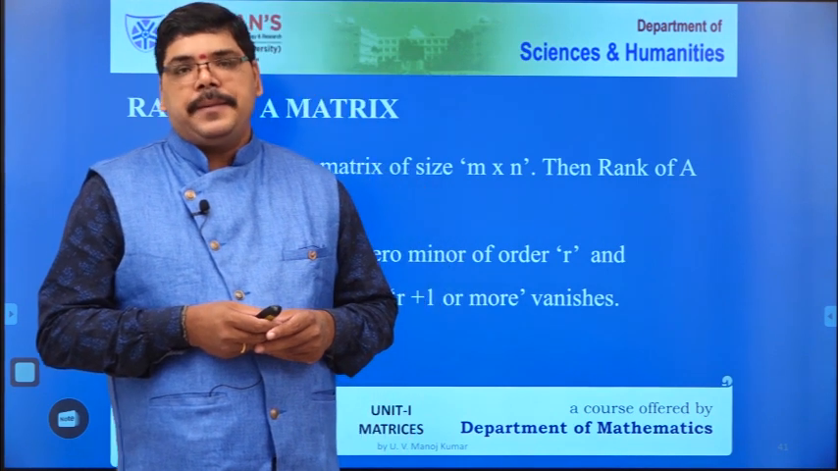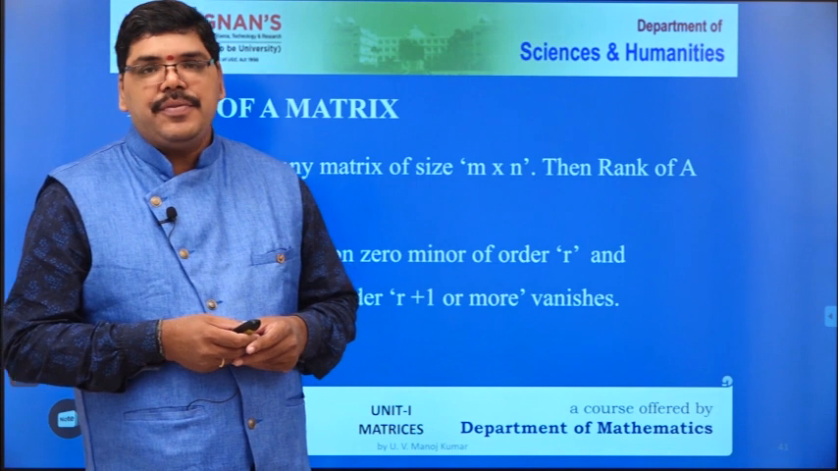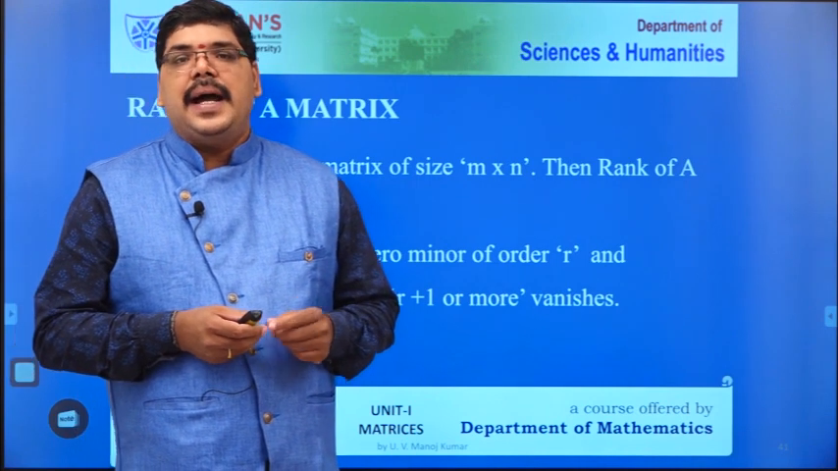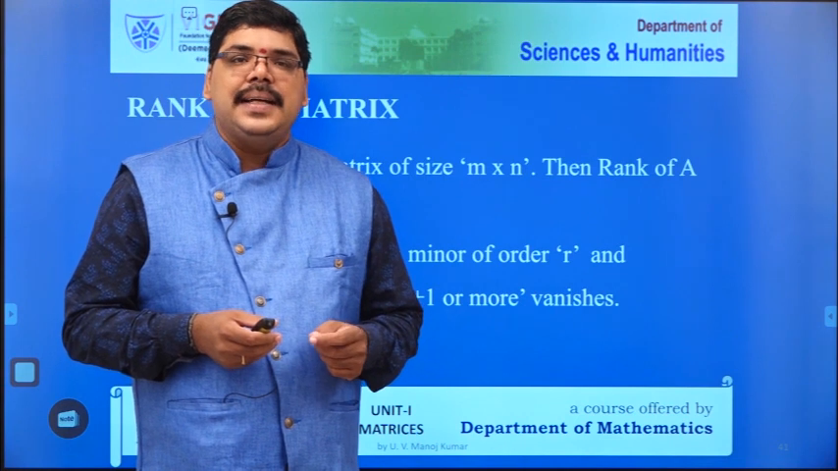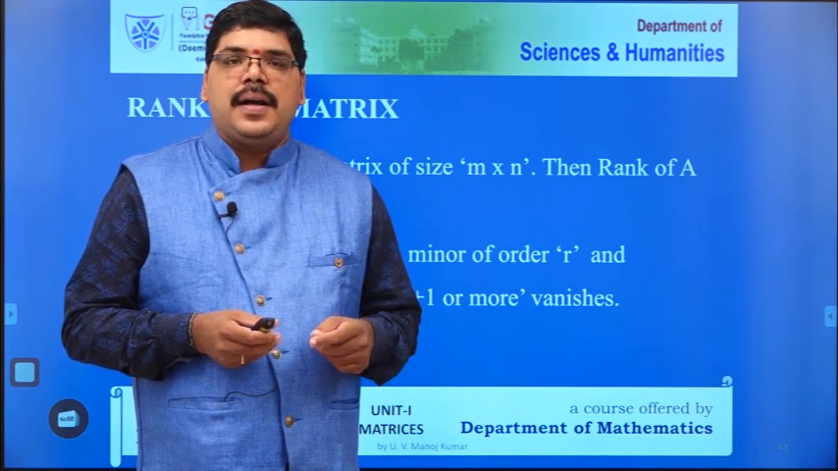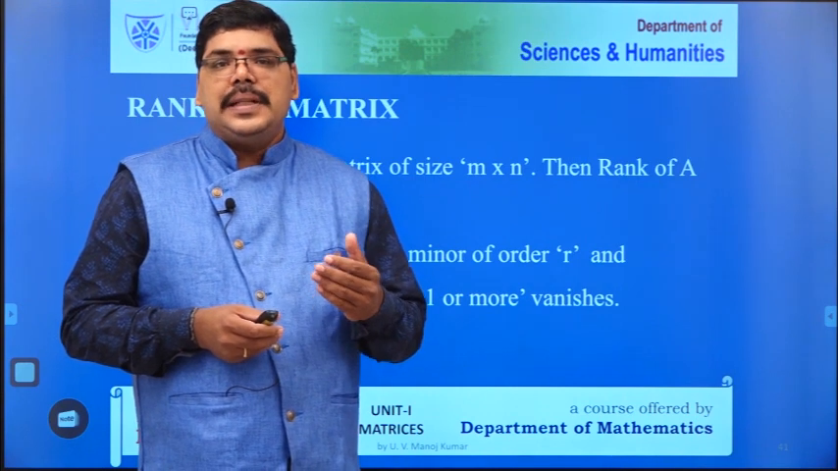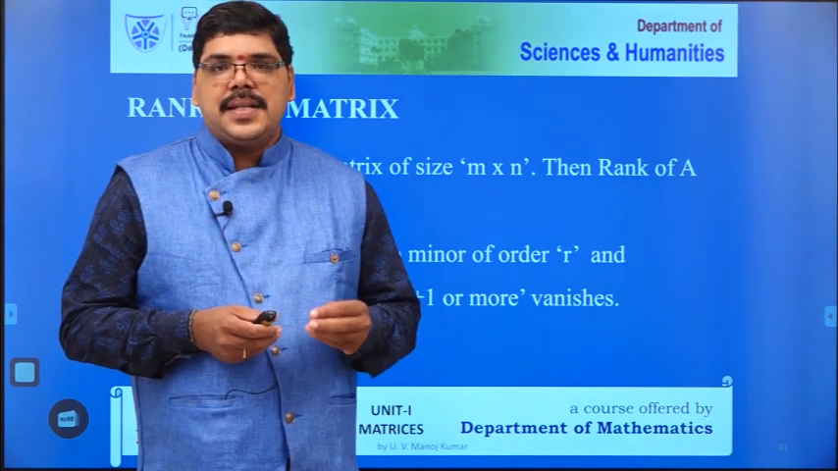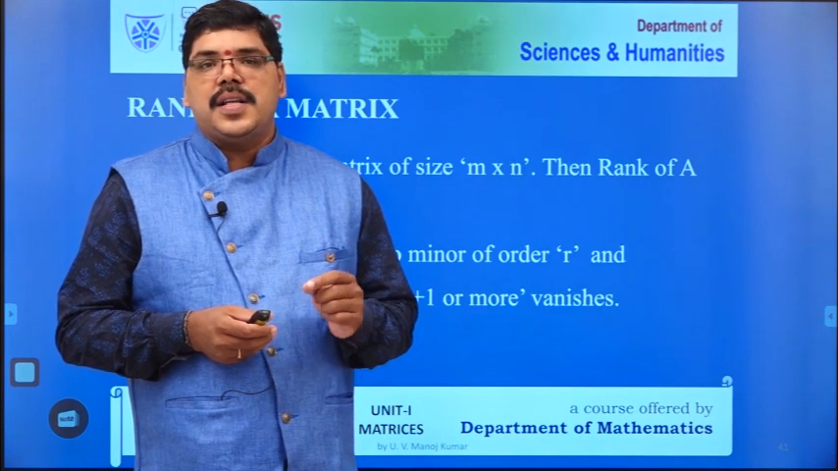We will say, rank of a matrix is r if there exists a non-zero minor of order r and every minor of order r plus 1 or more vanishes. So, this definition is saying that there should be a non-zero minor of order r.